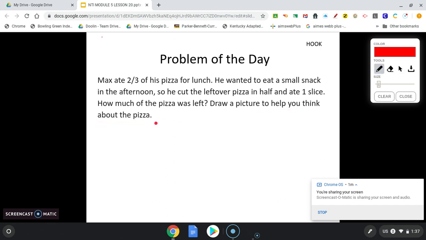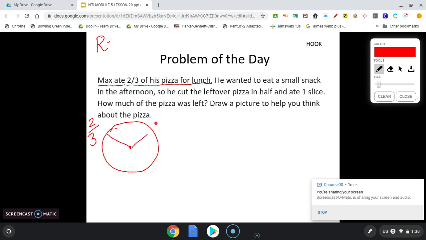So let's start out. We read. Now let's make sure that we underline and circle what is important. So tell a friend, what's important in this story? Yes, it is important that Max ate 2/3 of his pizza for lunch. So I'm going to start out, and I want you to as well, to draw Max's pizza. So go ahead and draw that. And it says that he ate 2/3. If he ate 2/3, how many equal parts does this pizza have? Very good. It has 3 equal parts because the denominator is 3.